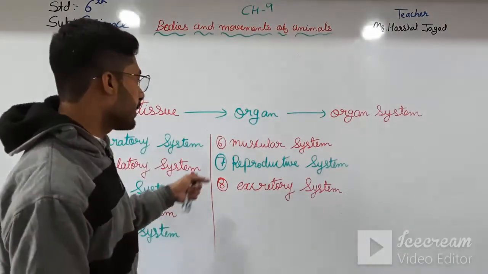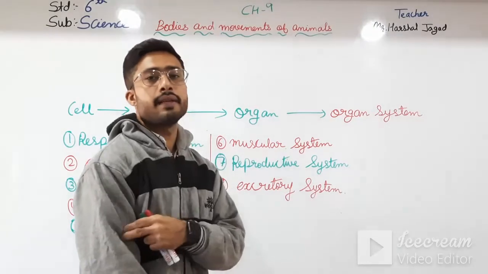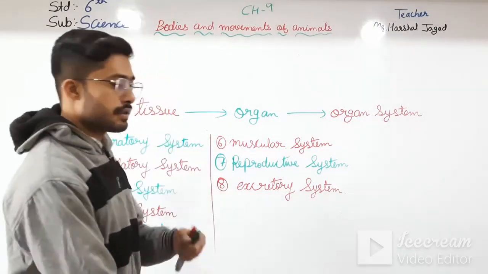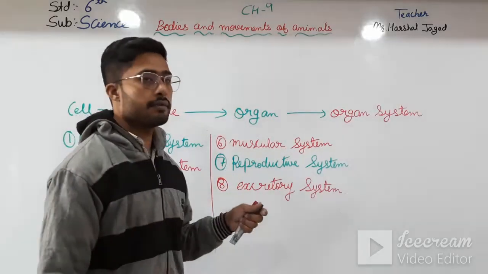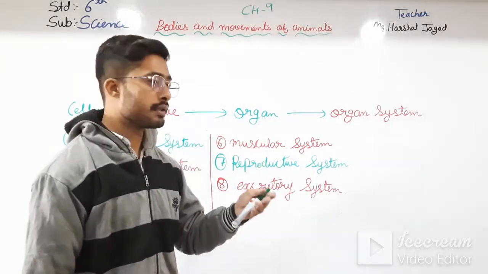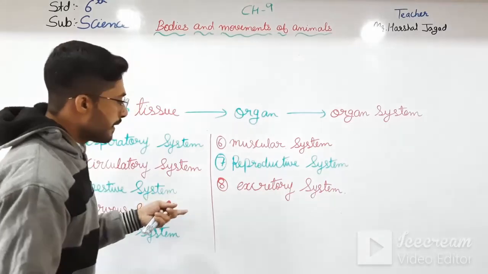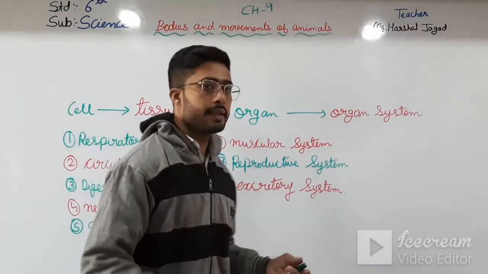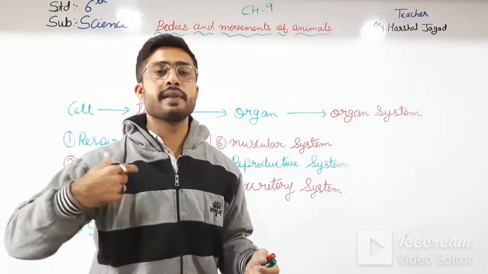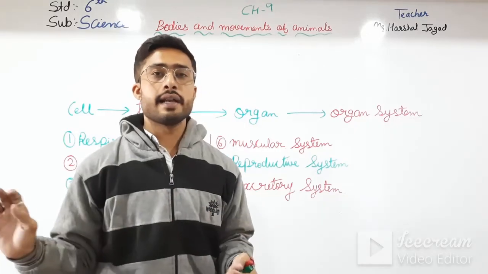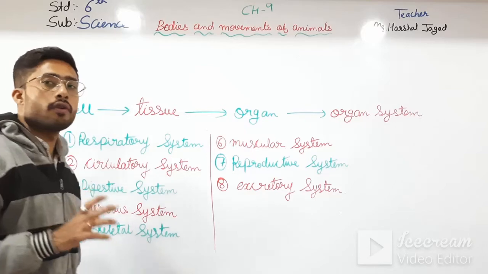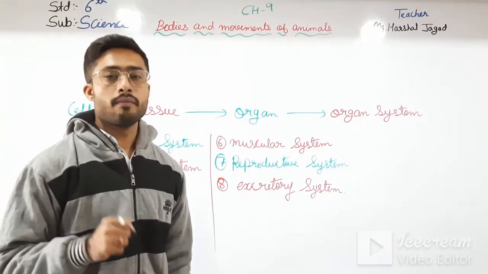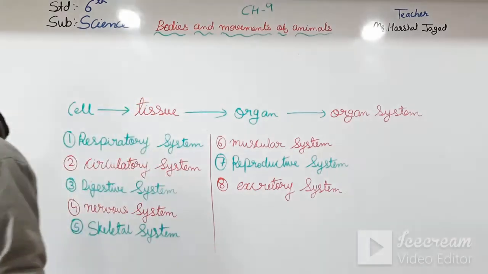Okay. Then coming to the muscular system. The muscular system means the muscles in our body, which protect the skeletal system. The reproductive system gives birth to our young ones, and the excretory system means what we eat gets digested, and the waste is taken out from the body. So all the systems together form the life process of our body. Okay, moving towards next.